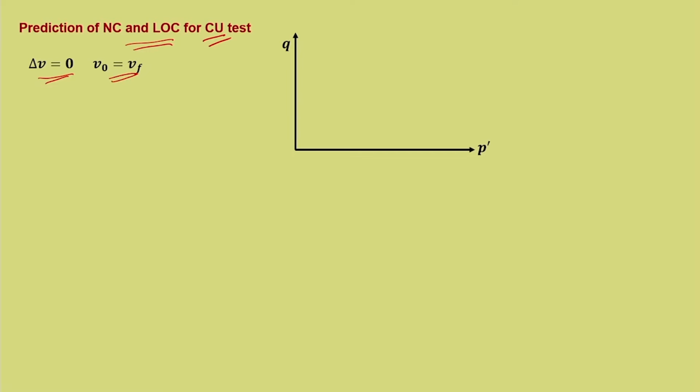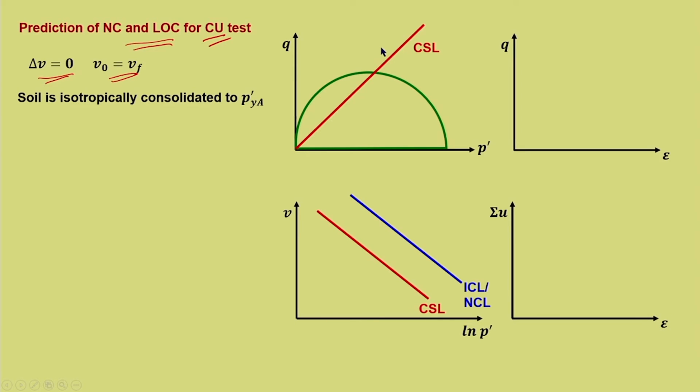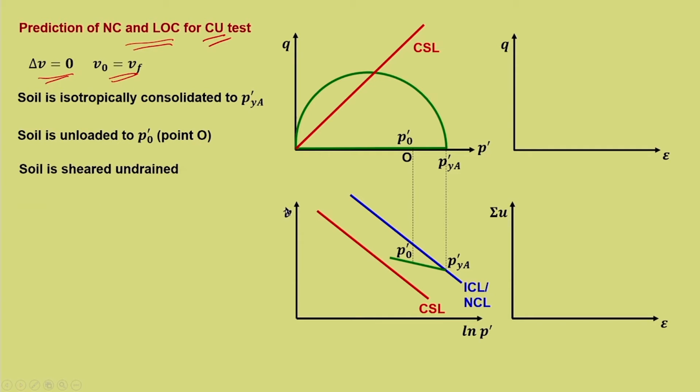In later lectures, while we try to solve the problem, that V naught equal to Vf assumption is important for solving the problem. So, again it is the same response. The soil is isotropically consolidated to P dash Ya, soil is unloaded to P naught dash, that is point O. Now, that is mapped onto V ln P dash. I do not think we need any further discussion on this. Soil is sheared undrained from point O. ESP is denoted as OBCF.